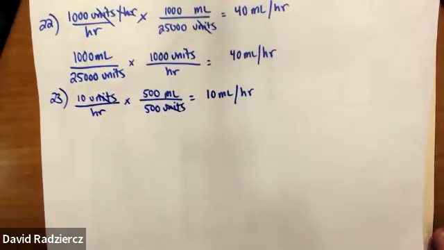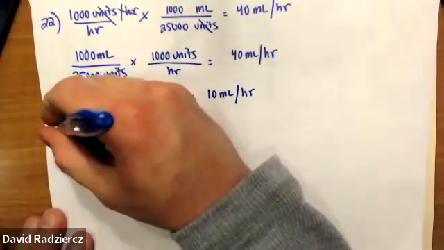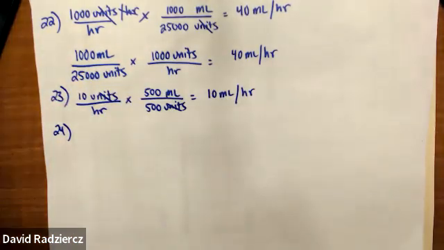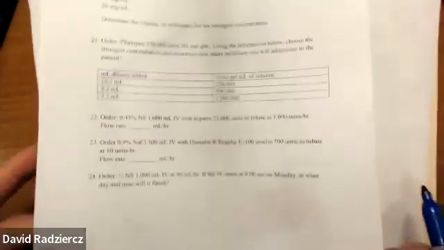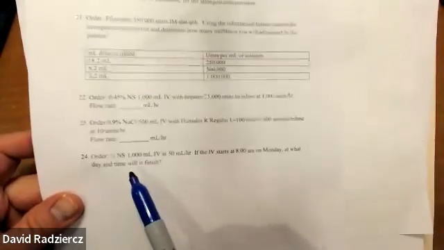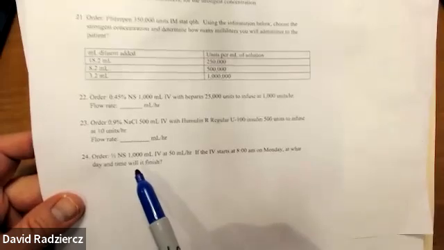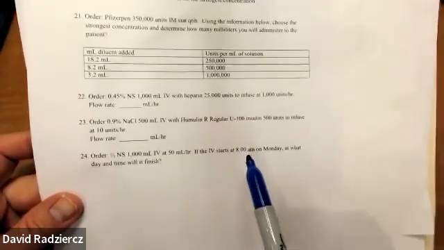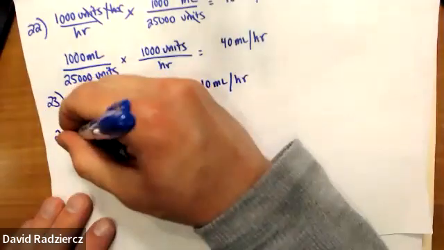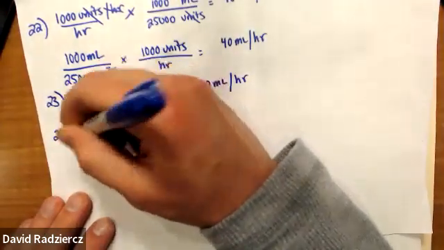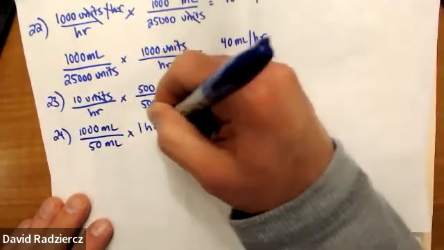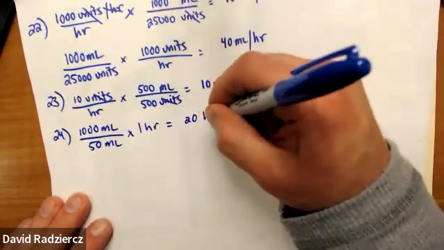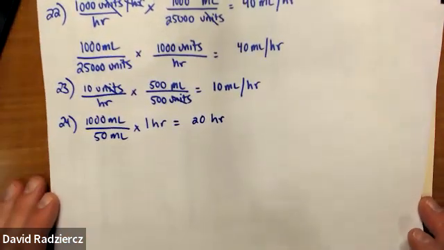Question 24 is just a step back, and it's kind of like a regular flow rate type question, where we're going to ask, how long is it going to infuse for? If it starts at a certain time, when does it end? So we have 1,000 milliliters. It's infusing at 50 milliliters per hour. And that will give me a 20-hour time in which it's infusing.